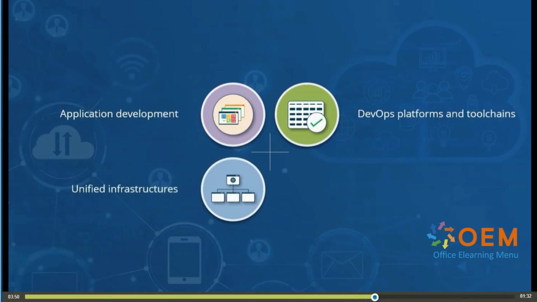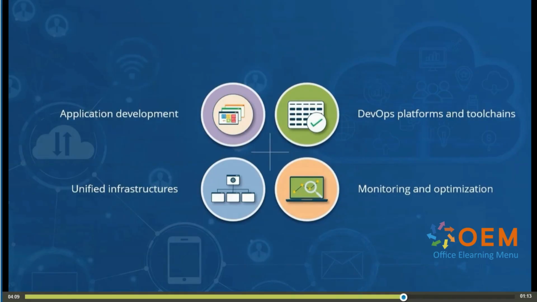Third, you need to focus on managing unified infrastructures, which is at the bottom of the technology stack. You'll find that infrastructure is where physical hardware needs to be converted into APIs so that you can integrate multi-cloud environments. And finally, focus on identifying the right metrics for monitoring and optimization.